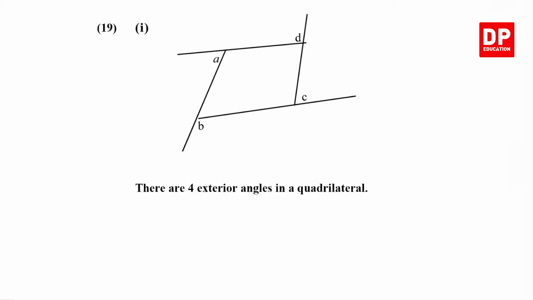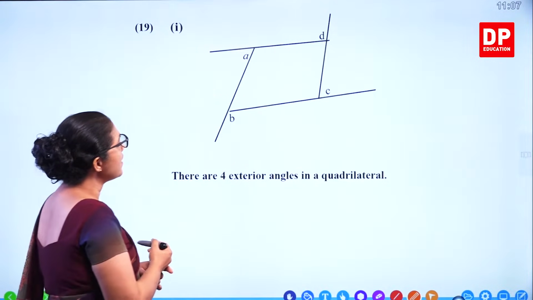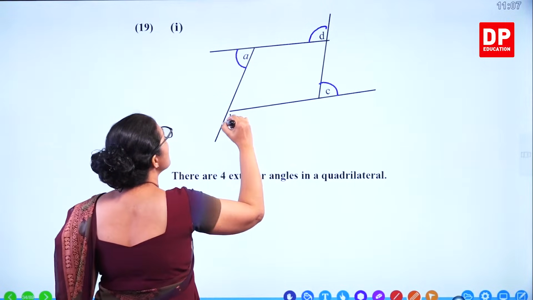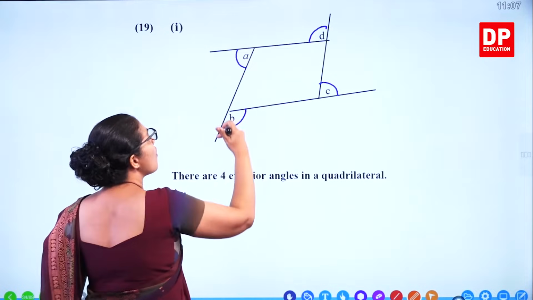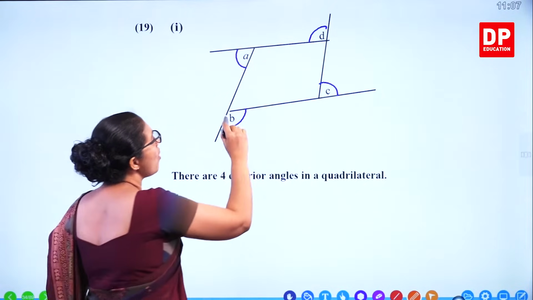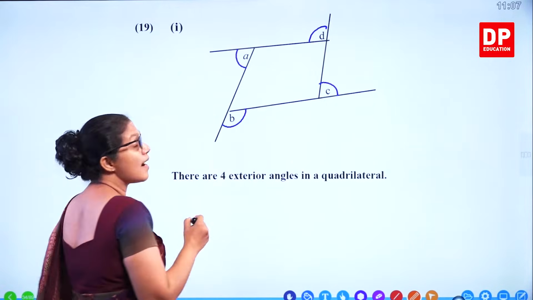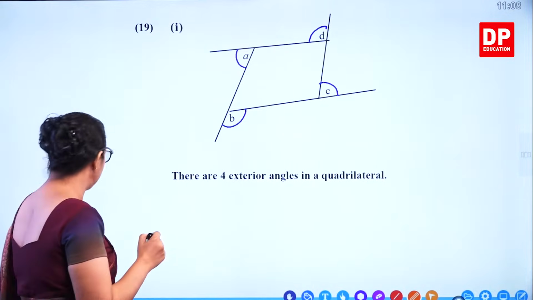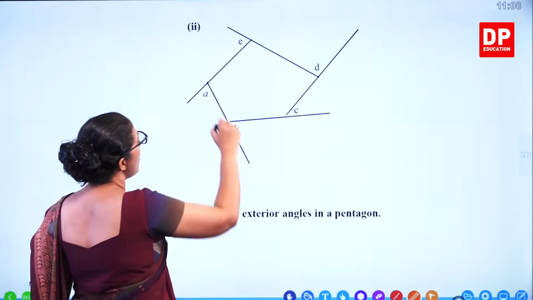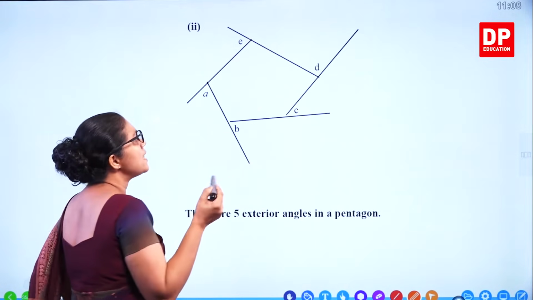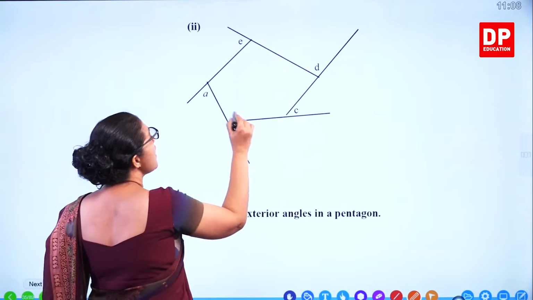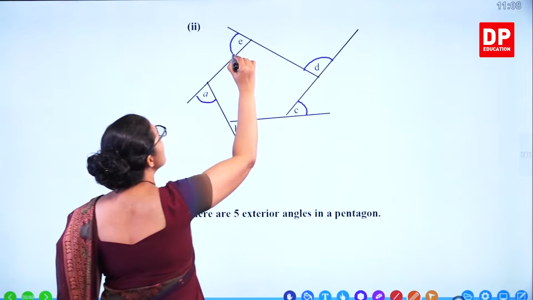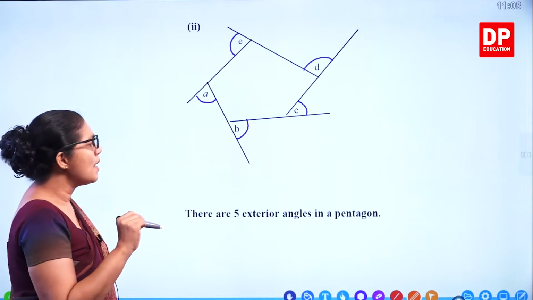This is a quadrilateral. So what are the four exterior angles? This one, this one, this one and this one. This is anti-clockwise, the lines are extended this way. There are four exterior angles in a quadrilateral. What's this one? 1, 2, 3, 4, 5. Pentagon. So how many exterior angles are there? 1, 2, 3, 4, 5. 5 exterior angles in a pentagon.